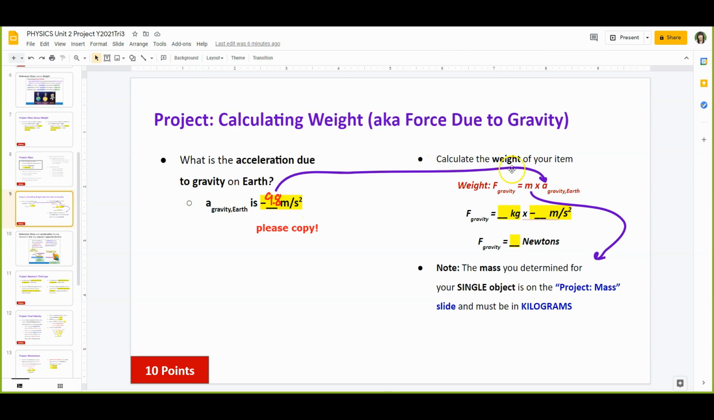All right, and so all you need to do then is to calculate the force due to gravity, or your weight. You need to take the mass that you just got from the previous slide, right? We literally just got mass from slide number 8, okay? And multiply it by this negative 9.8, okay? And that will give you your force due to gravity, or your weight, and the units are newtons. Don't delete the units, make sure that the units stay there. So that will give you your weight.